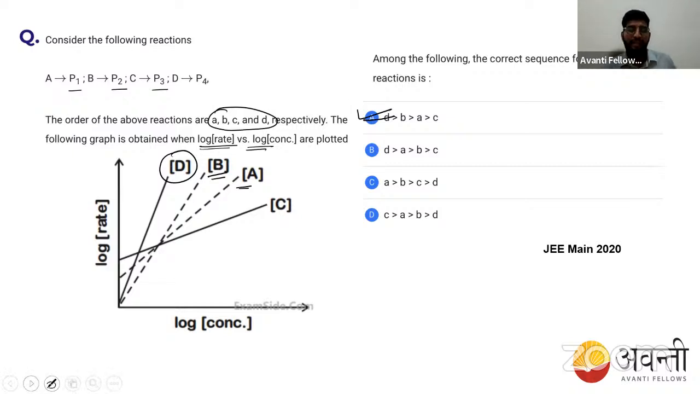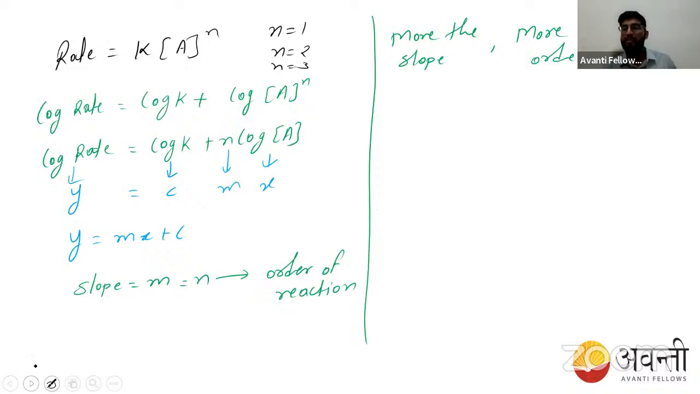So I know the relation between slope and order of the reaction. The more the slope, the more the order of the reaction. So is this clear, my students? Simple question. I think it's very simple. You can solve it very easily. So is this clear, guys? Okay, so let's discuss 2-3 more problems and we'll end here.